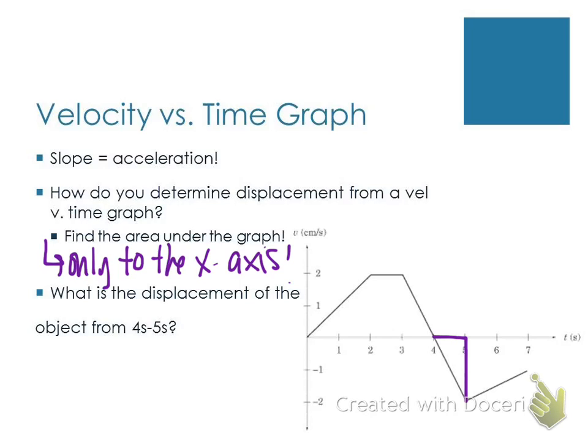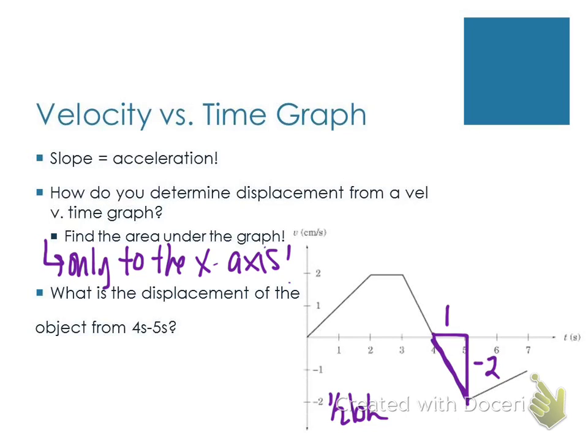So from 4 to 5 seconds, my line looks like this. I want to find the area from the x-axis to that particular point on the line. So I need to find the area of a triangle: 1/2 base times height. This is 1 second. This side of my triangle is how many meters per second?